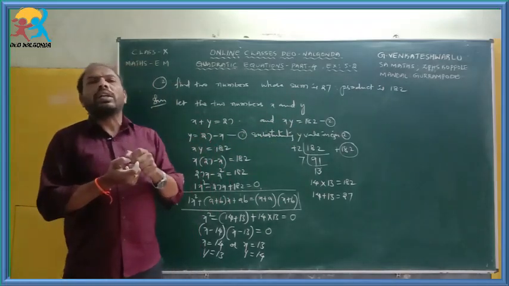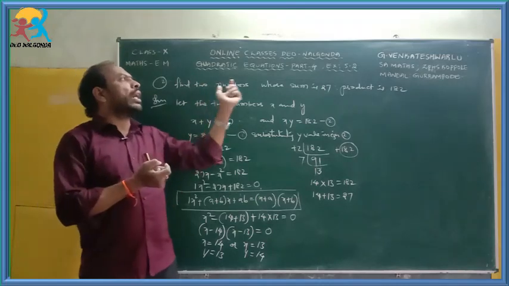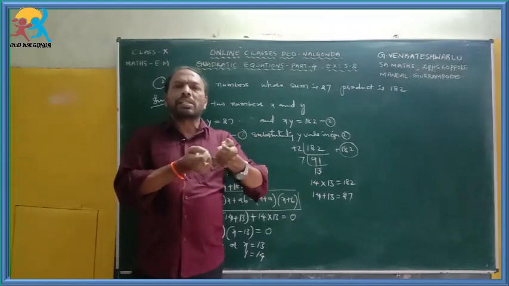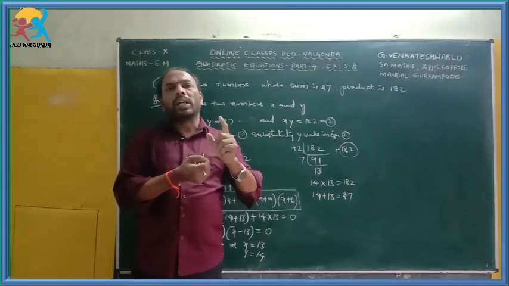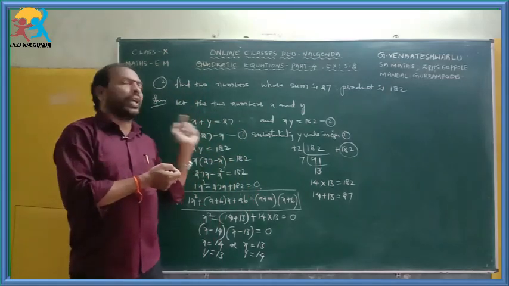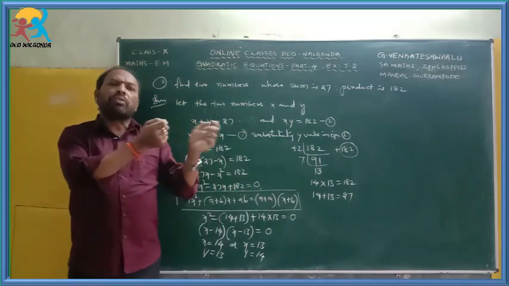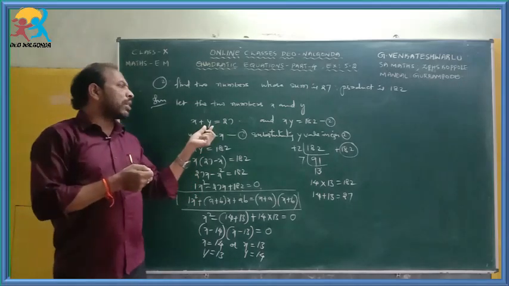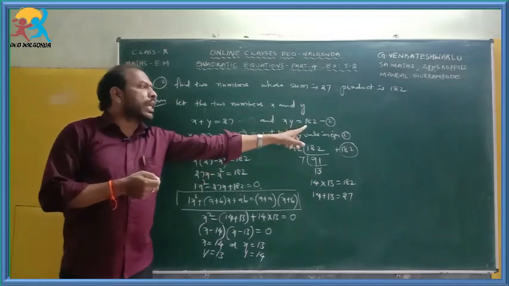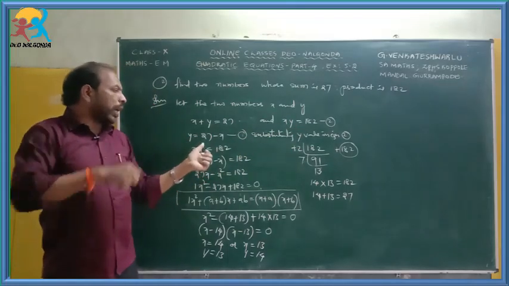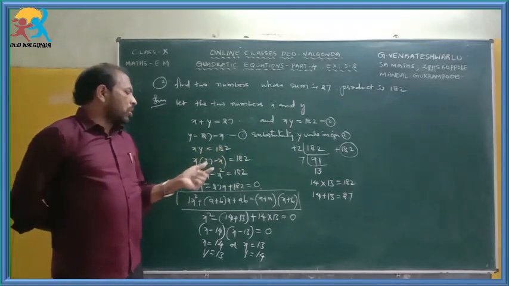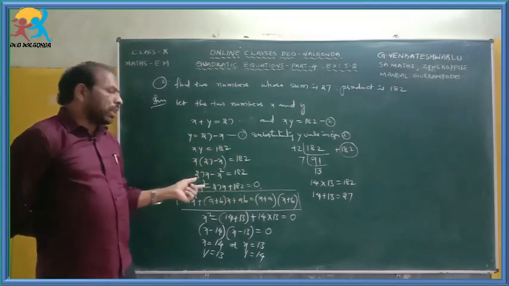Here we are discussing the quadratic equation. The quadratic equation standard form is ax square plus bx plus c, which contains a single variable, but here we obtain two variables. That's why, eliminating a variable, y is equal to 27 minus x. Substituting the y value in the second equation, x into (27 minus x) is equal to 182. By multiplying these two, we obtain a quadratic equation.